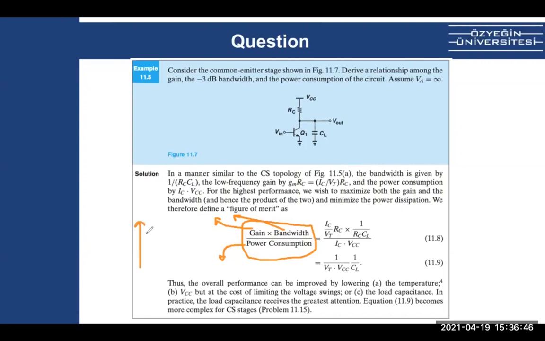That's why it's called figure of merit. You are comparing different architectures. So if the gain is big, bandwidth is big, power consumption is small, that's a great circuit. If it is not, figure of merit is small. If it is good, then figure of merit is good.